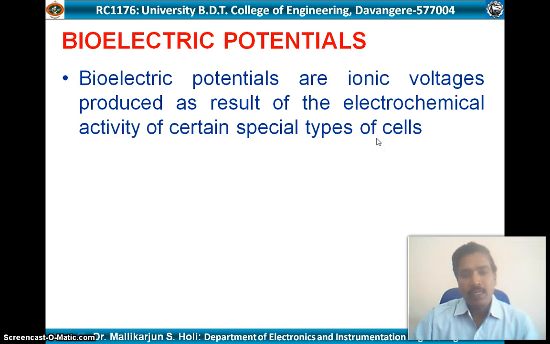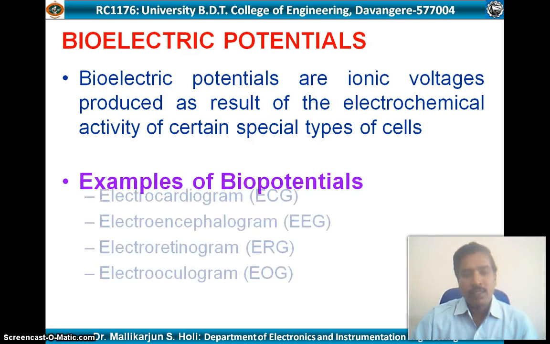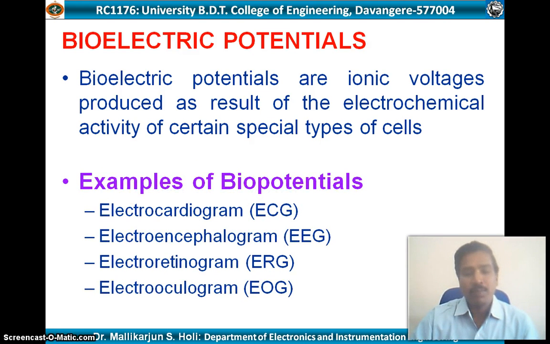Particularly this is observed in the nerve cells and the skeletal muscle cells. When there is a movement of ions across the cell membrane, this biopotential is generated. It is typically an ionic potential. So the typical examples of biopotentials are as follows: electrocardiogram, ECG, electroencephalogram, electroretinogram, and electrooculogram. Similarly, there are a few more biopotentials which also exist, such as electrogastrogram and others.